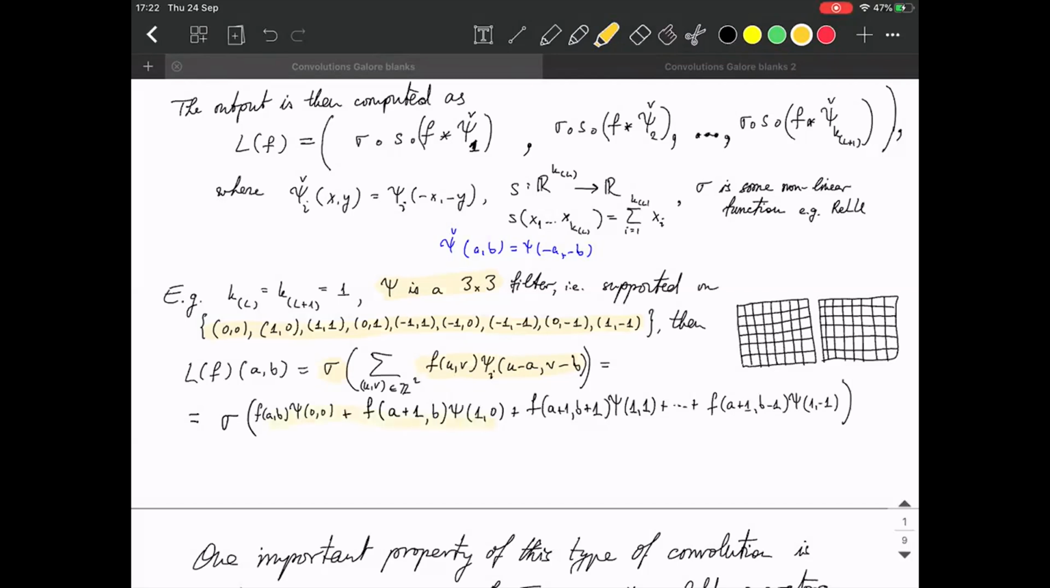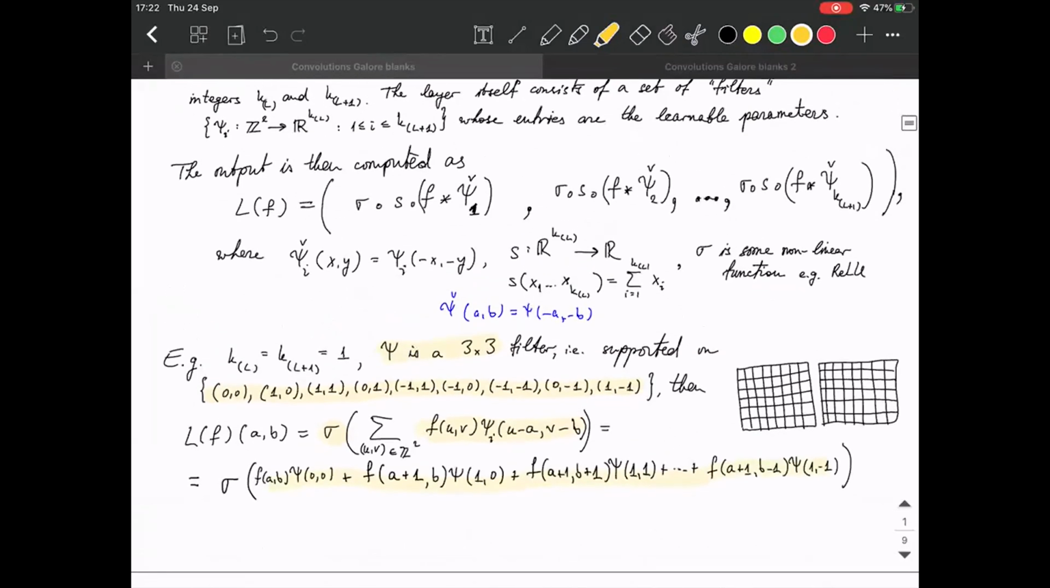So we just have this summation here. So we get this finite sum, and this mathematical expression corresponds exactly to the usual picture that we see of a convolutional filter being applied to an image, in which the produced feature value at the point (a,b) is, well, you take the filter and you center it.